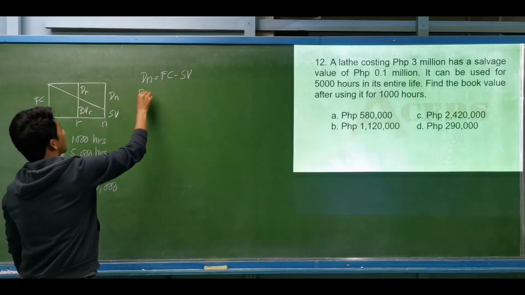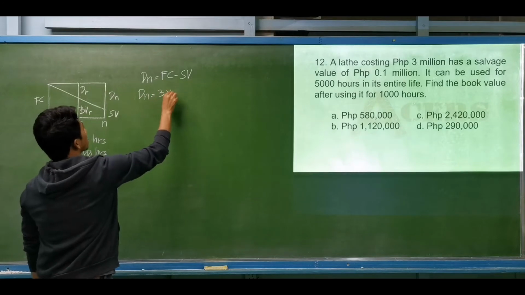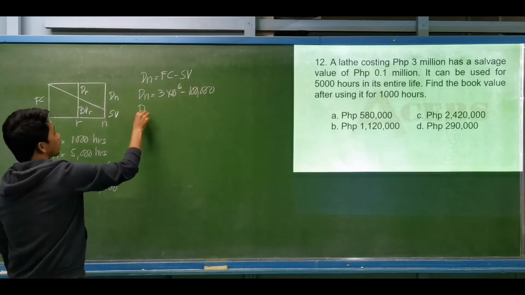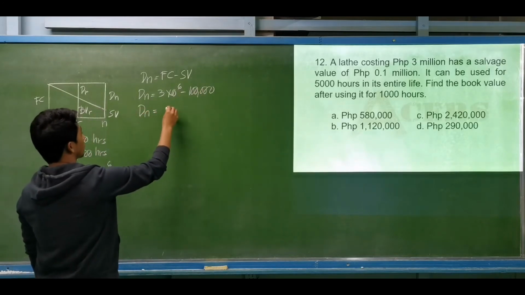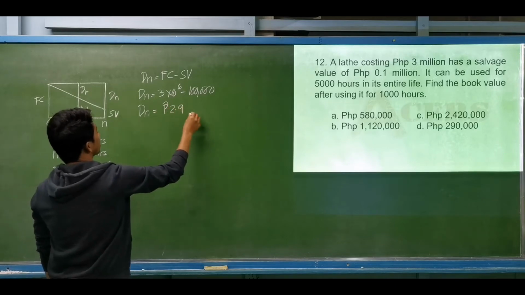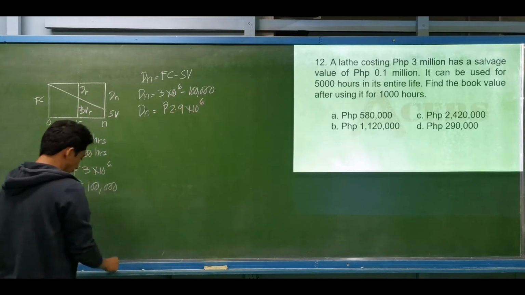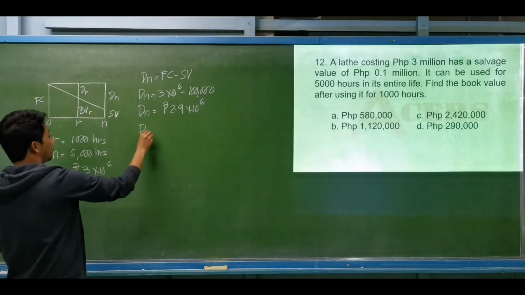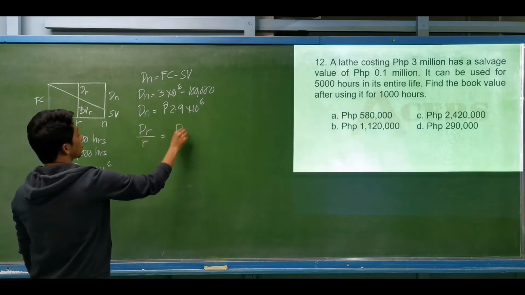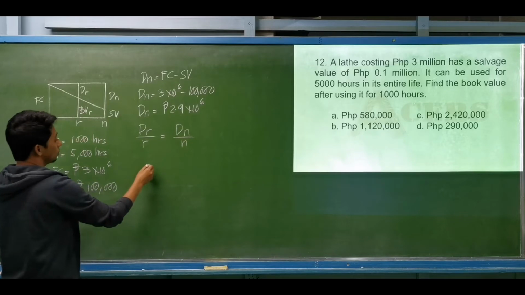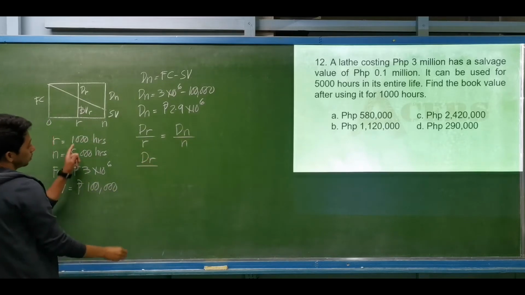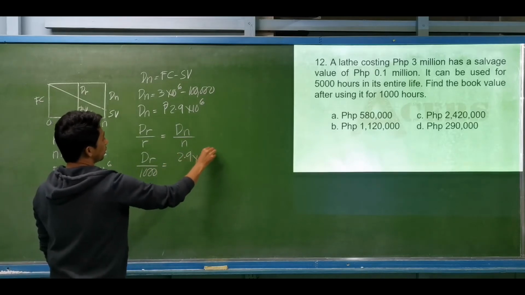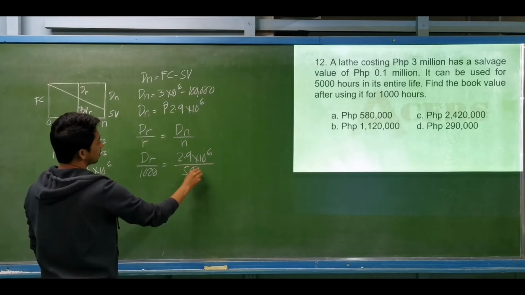So we have the accumulated depreciation is equal to 3 million minus 100,000. So we'll be having a total depreciation of 2.9 million, or 2,900,000. So by ratio and proportion of similar triangles, we have the depreciation of r is to r is equal to the depreciation of n is to n. So the depreciation of r is to 1,000 hours is equal to 2,900,000 is to 5,000 hours.